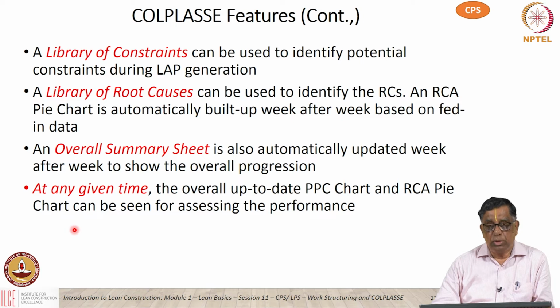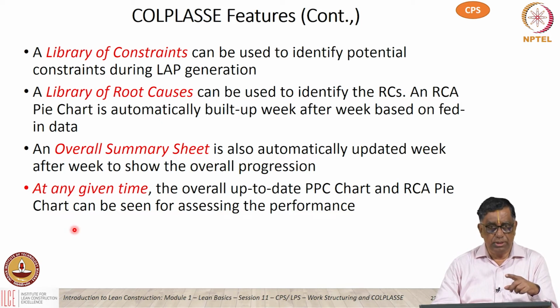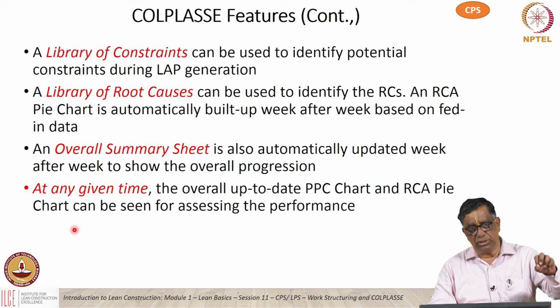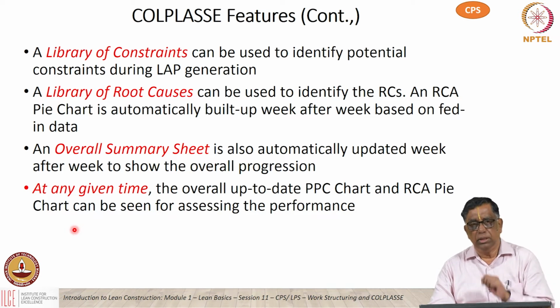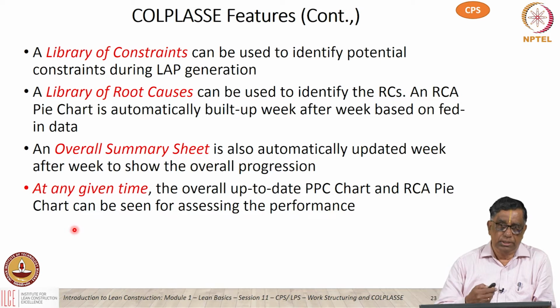If you look at the constraint analysis, the program prompts you with a set of standard constraints from the library of constraints, which is inbuilt. One can also keep on adding more and more constraints depending on the current project's requirements, and you can just choose a particular constraint by specifying that number or dragging it and dropping it in the constraint analysis. That makes it much simpler. Similarly, for root causes, there is a library of standard root causes built into the software, and one can keep adding additional root causes depending on the actual experiences in the current project.